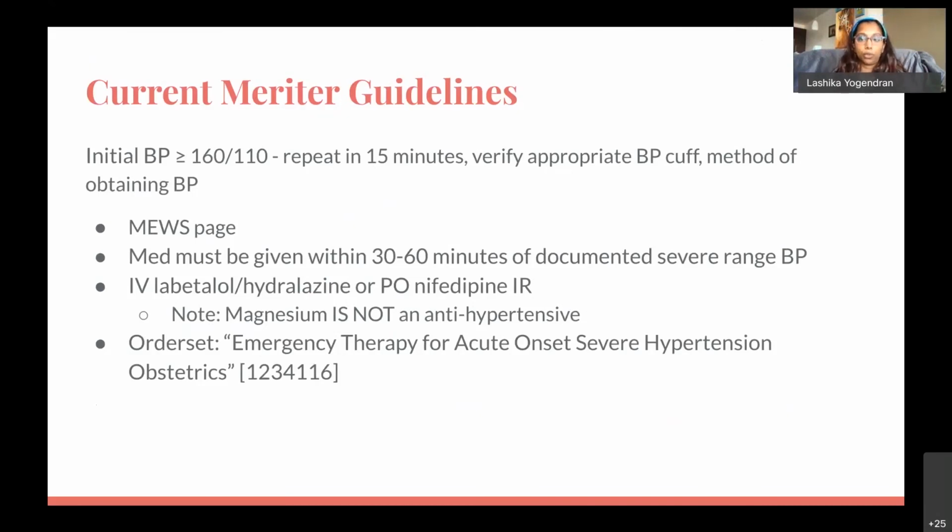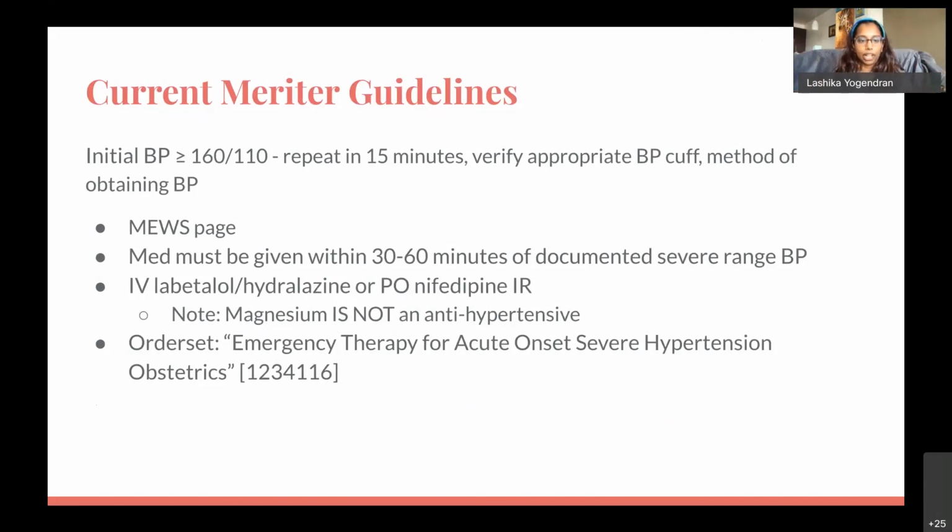As part of the order set, the 3 first-line agents, and these are pretty consistent with ACOG as well, are IV labetalol or hydralazine, or PO nifedipine immediate release. Something to keep in mind is that, and I think we all know this, but magnesium is not an antihypertensive. Unfortunately, in some of these studies that I looked at, they did comment on the delay of giving antihypertensives, and it seemed like a lot of priority was given to starting the magnesium, for example, but not necessarily giving an antihypertensive. And women unfortunately suffered strokes because of that. And so that's something to keep in mind. It's balancing 2 things, right? We're managing hypertension as well as preventing seizures, which is what the magnesium is for.